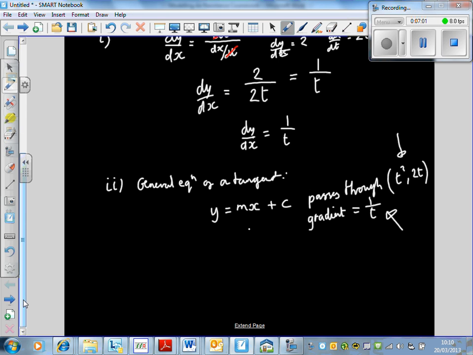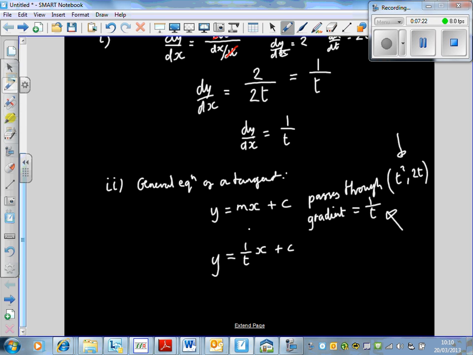Okay? So, same process as Core 1. y is equal to, well, m is the gradient, so it's going to be 1 over t x plus c. How do we find c? What do we do to find c? We do it every single time, Torrin. Sub in the x and y values.